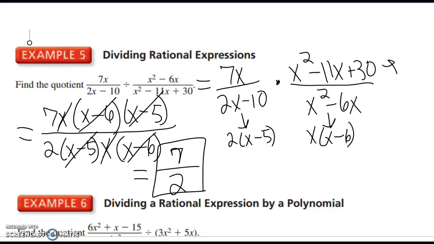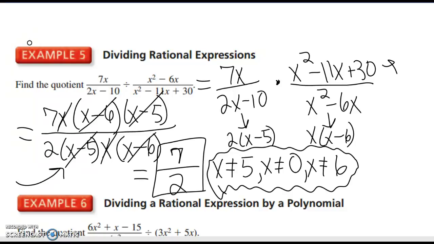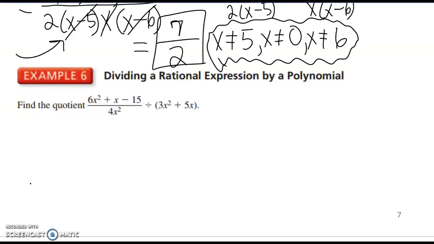Now don't forget, we had variables in the denominator, so I have to say x cannot equal 5, x cannot equal 0, and x cannot equal 6. Because if I plug all of those into my original equation, I'm going to get 0 in the denominator, and we don't like that. So now we take a look at example 6, and we're doing the same thing, dividing rational expressions, but it's by whole polynomials.